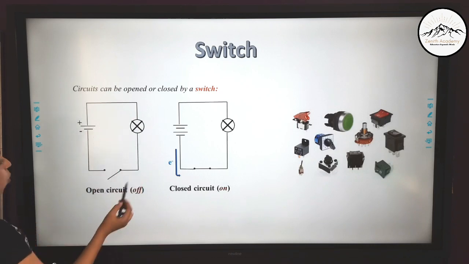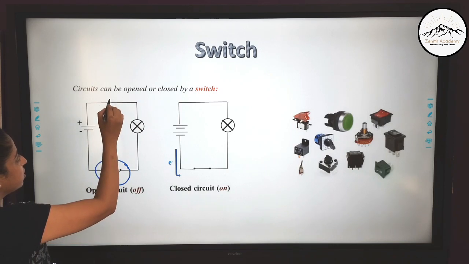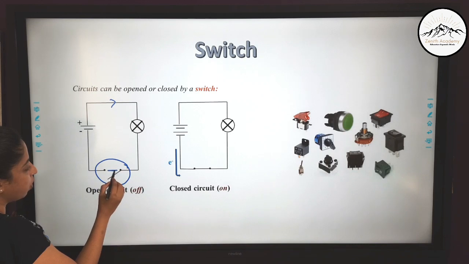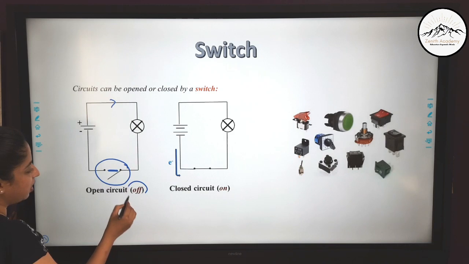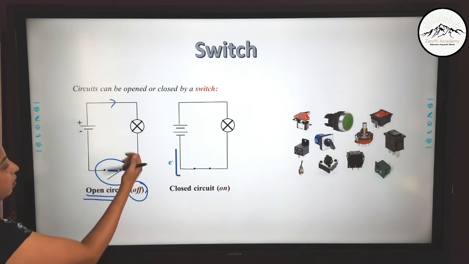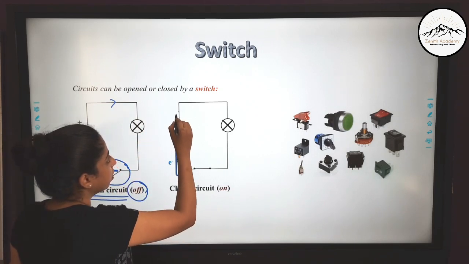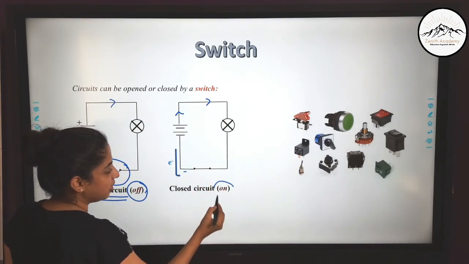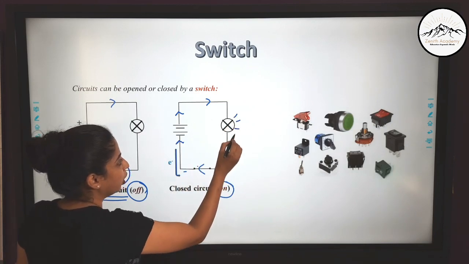Now here you can see an open circuit. You can see there is an obstruction to the flow of current. If this is the bulb and current starts flowing like this, now the path is obstructed. The current can't move, so we say that it is off and we refer to it as an open circuit. Since it is open, it is off, and the bulb doesn't glow. Now here the current flows, and this is a closed circuit, so it is in the on position. Now current can flow like this and this bulb will glow.